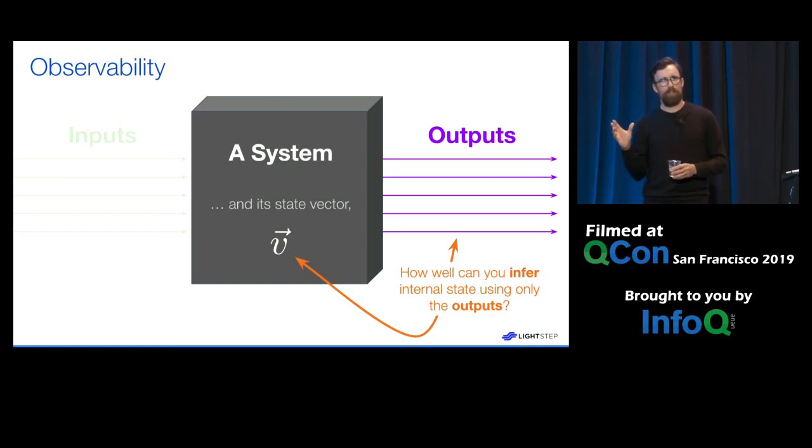OpenTelemetry does have an effort now to automatically install itself in a process. So just by turning it on, you'll be able to get a pretty high quality telemetry stream out. But until that happens, until the outputs are there, none of the stuff is going to work that well.